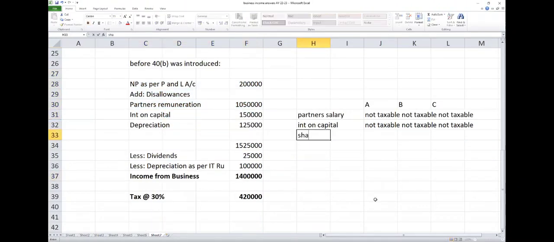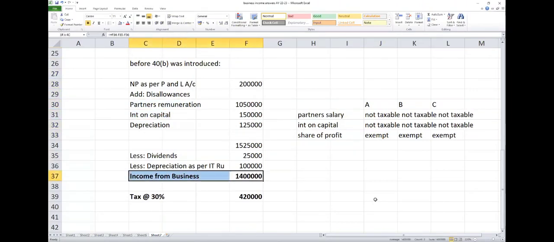And what about share of profit? Share of profit will be exempt. Why? The firm is paying the tax even on the profit. The firm is paying tax on partners' salary, interest on capital, and apart from that, on firm income. After paying this tax, the balance is distributed among the partners. So everything is getting taxed in the hands of the firm. There's a problem in it, students. There's a huge outflow of tax.